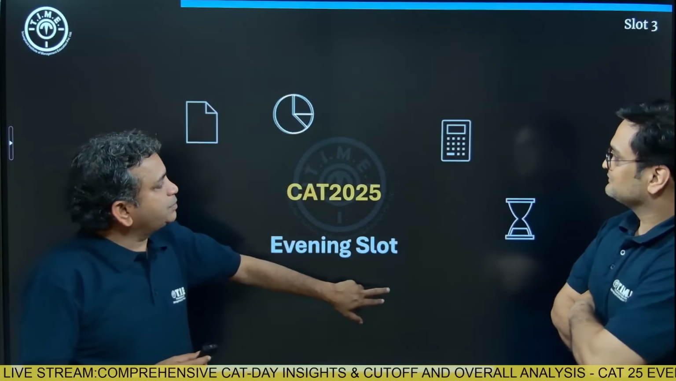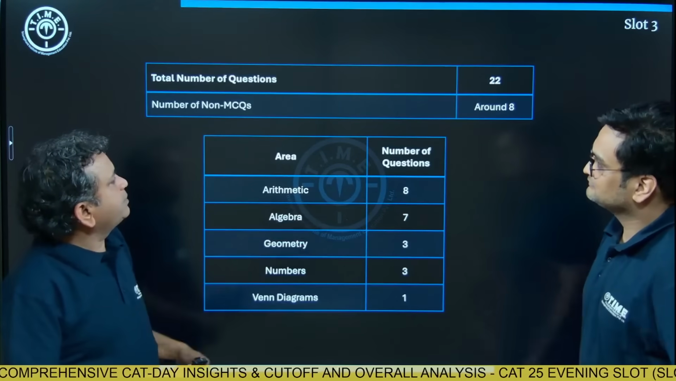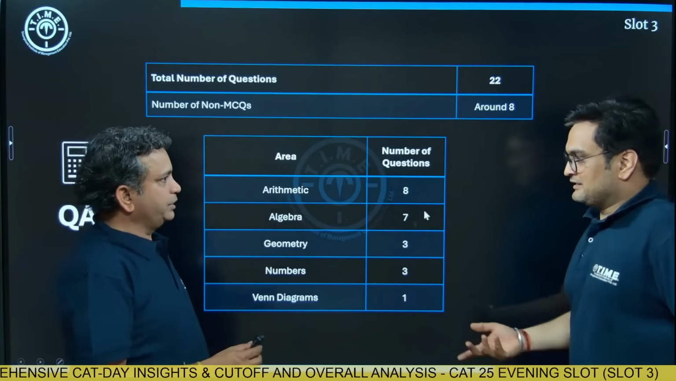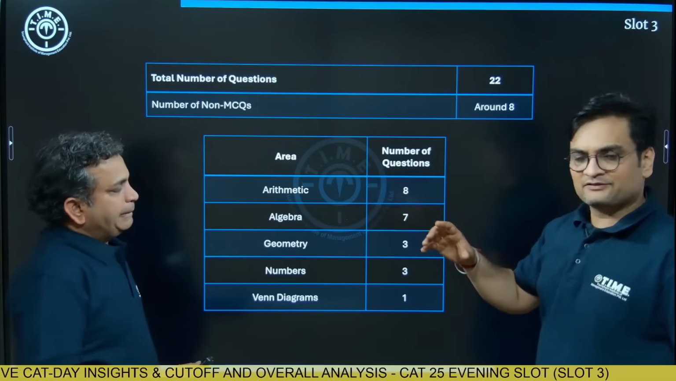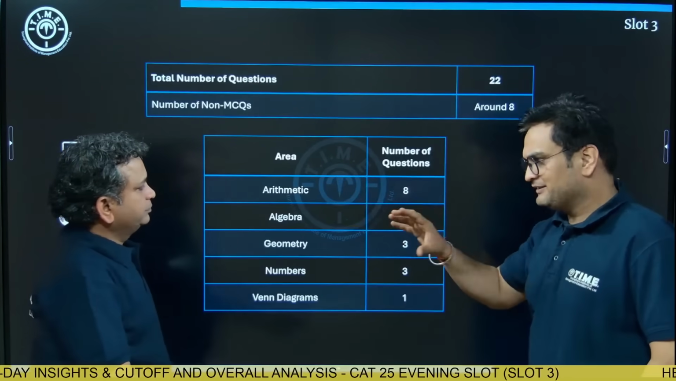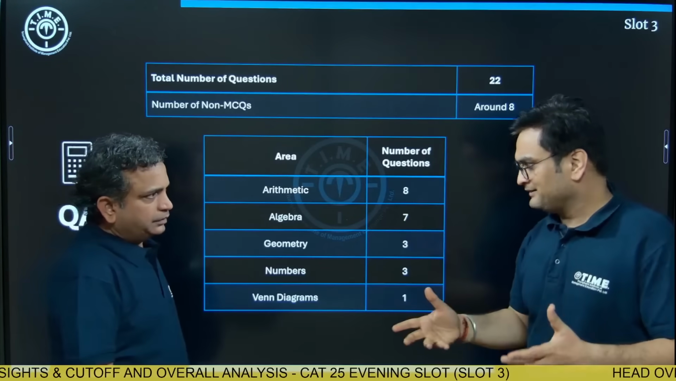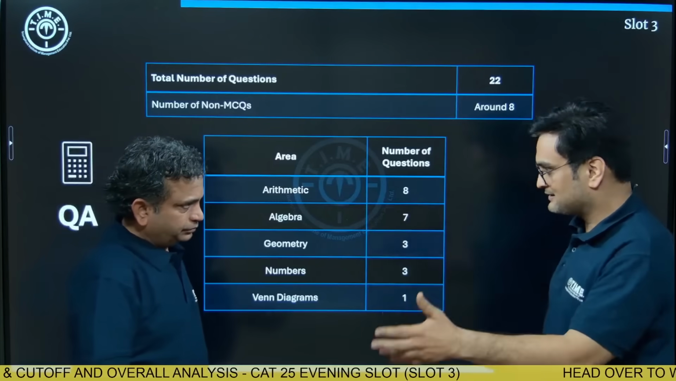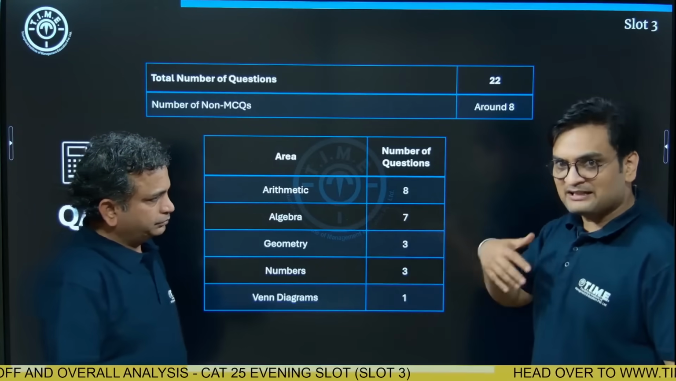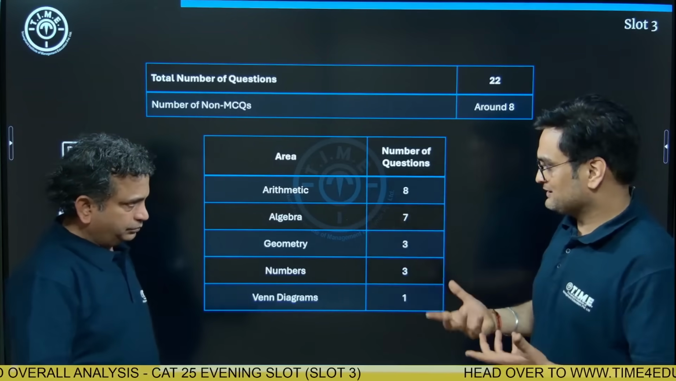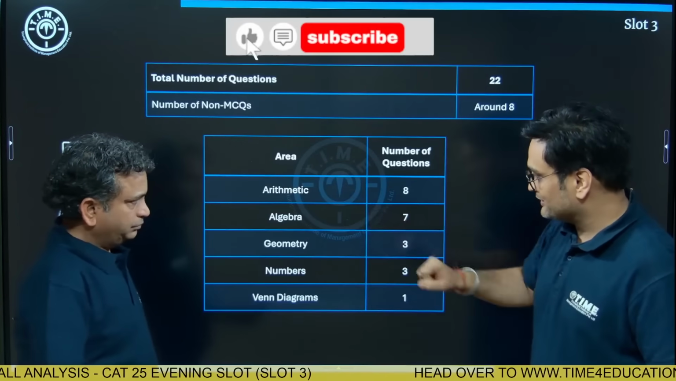So with that, let's move to the third section, the quant section. So this is the breakup. What's your take on this section? Here again, it was arithmetic and algebra heavy. The paper was as expected, because this is what has been happening for the past couple of years. Algebra has been gaining some prominence, some importance in the CAT. So that's what continued here also.